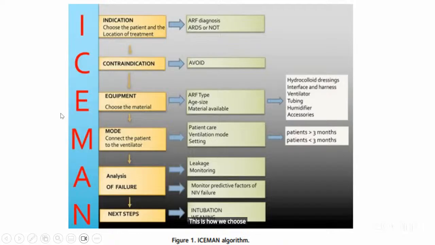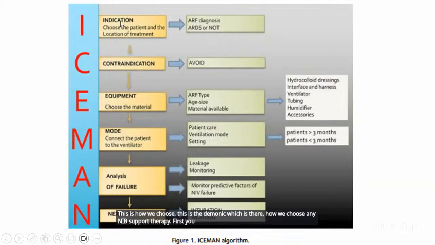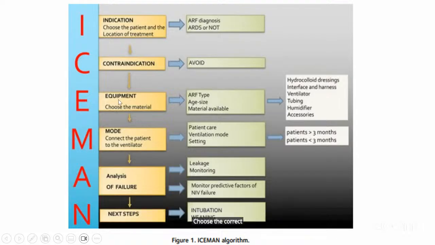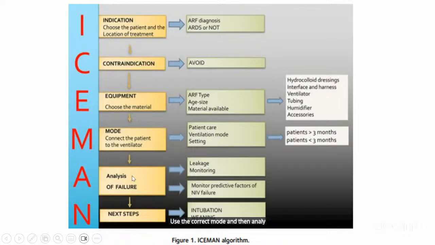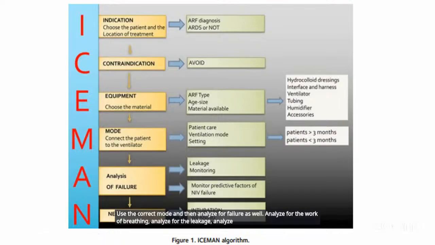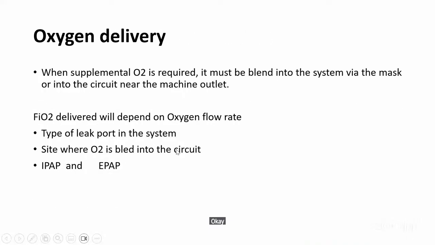This is the mnemonic for how we choose any NIV support therapy. First, you look at the indication and then look at the contraindication as well. If the contraindication is there, please do not use it. Choose the correct equipment with the correct size mask, correct size interfaces, with a good amount of flows or pressure which you want to generate with that equipment. Use the correct mode and then analyze for failure as well. Analyze for the work of breathing, analyze for the leakage, analyze for any failure factors or monitoring.